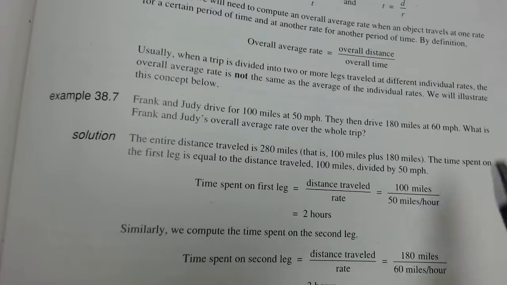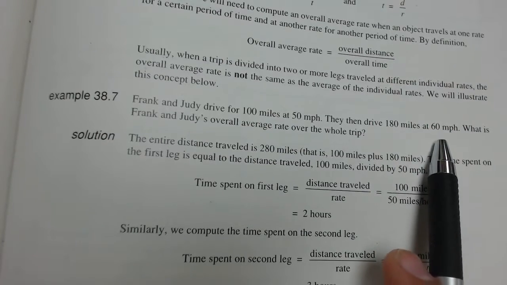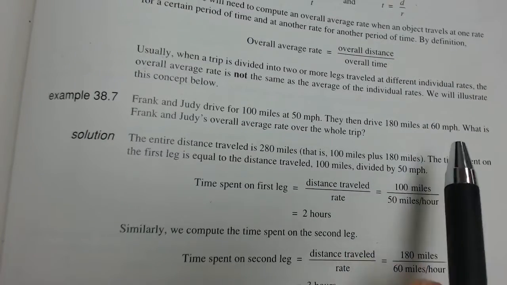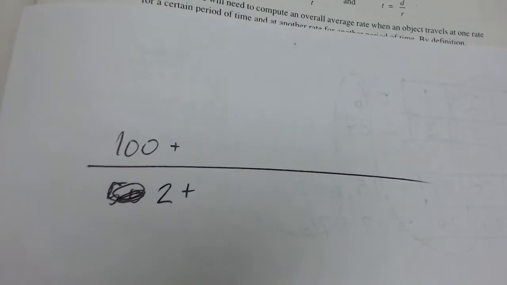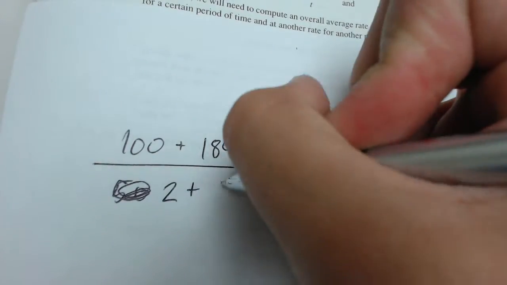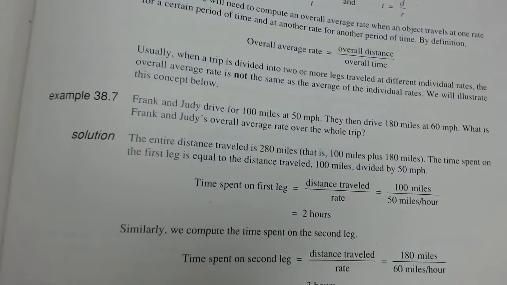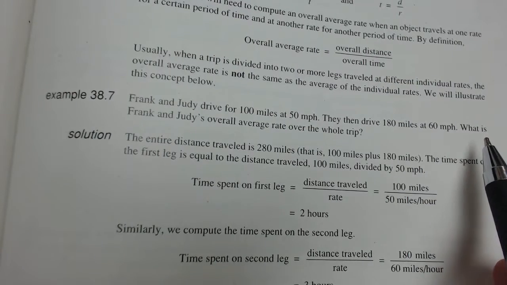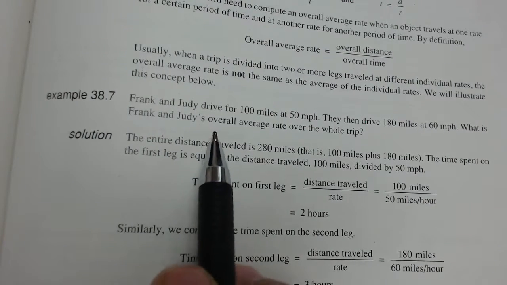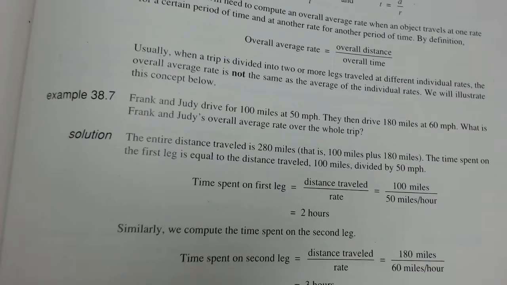Next, they drive 180 miles at 60 miles an hour. So if I divide 180 by 60, I get 3. So next one, 180 miles for 3 hours. And then they want to know what is Frank and Judy's overall average rate over the whole trip.